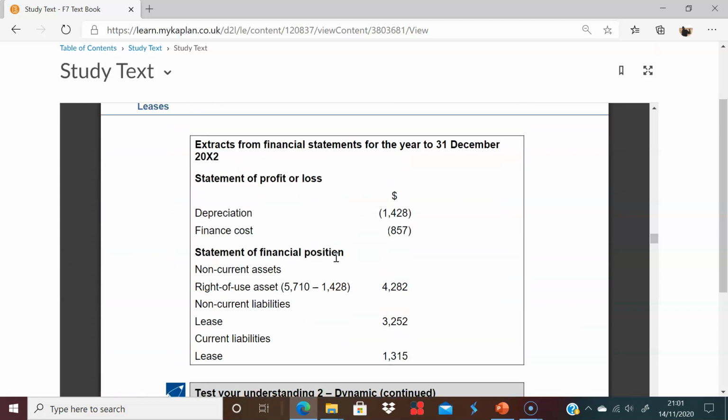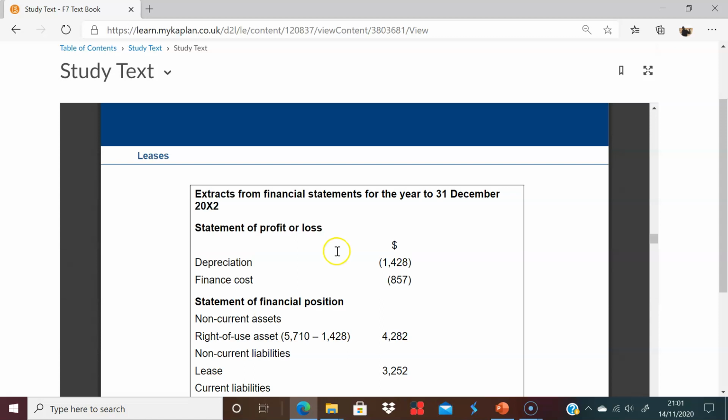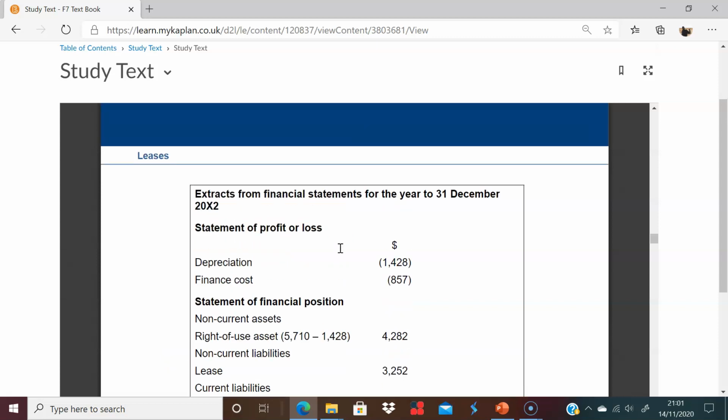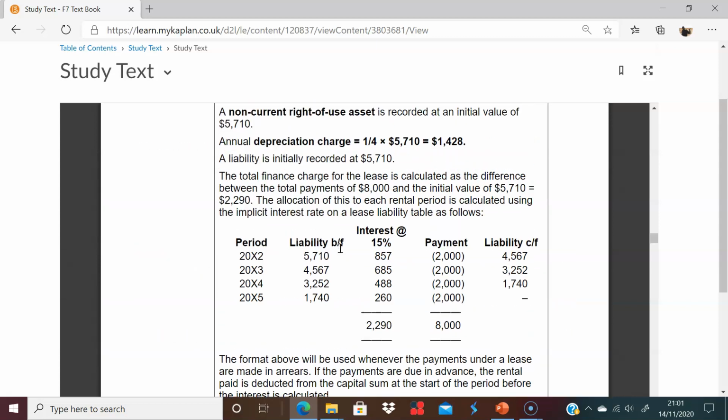So in terms of what we show in the income statement, which you get asked, what the depreciation cost is. You put that through, which is dividing your right of use asset by 4 years. Then we have the finance cost. We put that through, of course, 857. And then in terms of what we recognize in our statement of financial position, here's our liability.